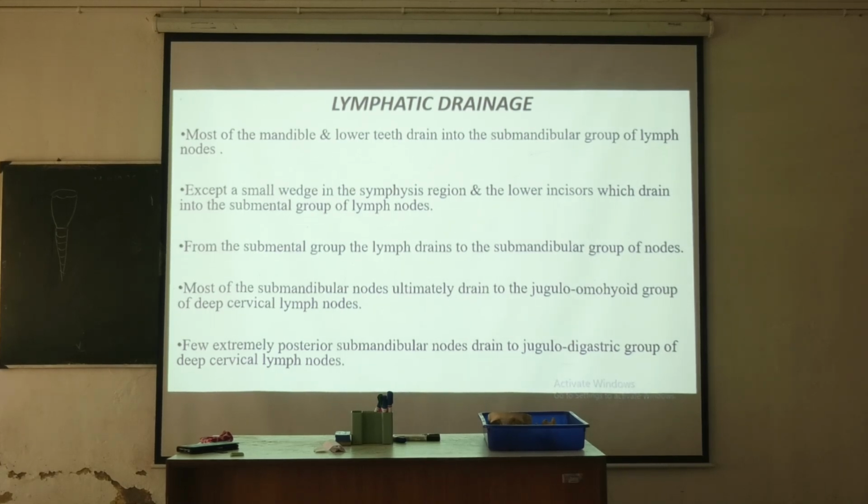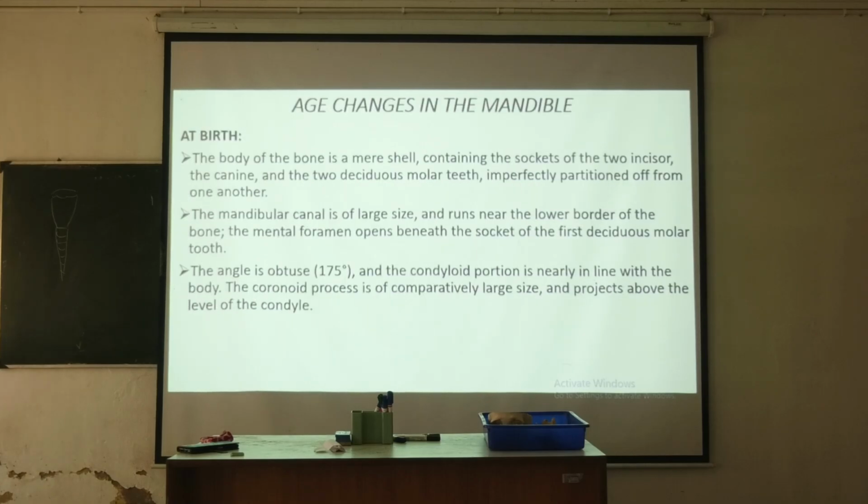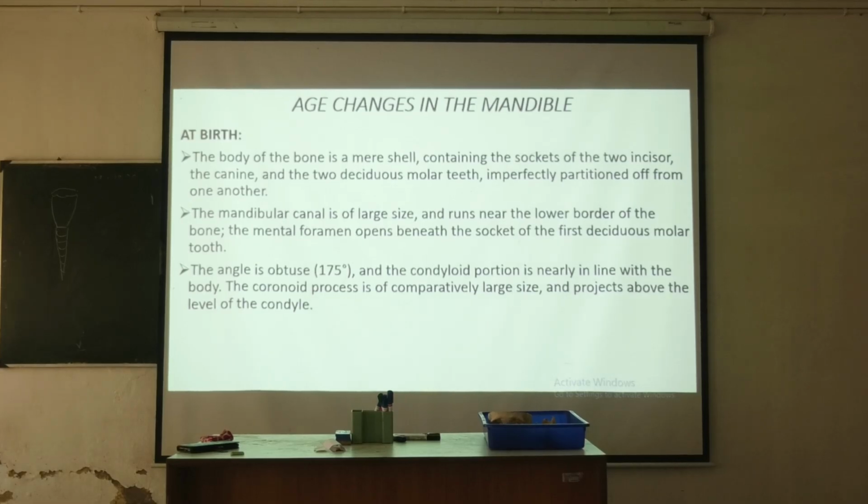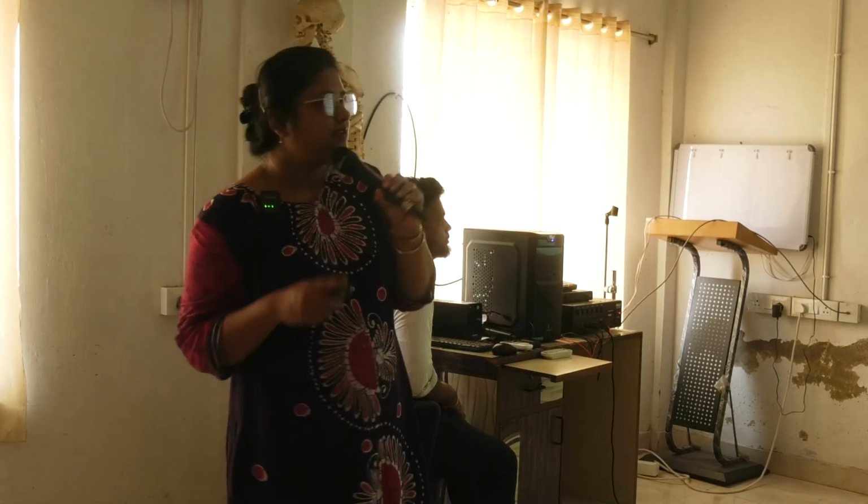Okay. Next we go to age changes. Age changes in the mandible come in your short notes in the theory paper. It is important for your theory and also important in viva. In viva, mainly these parts and different relations and attachments are asked. This is important mainly for theory and can also be asked in your paper.